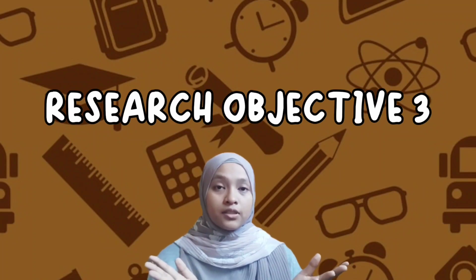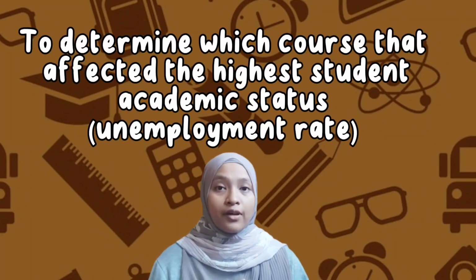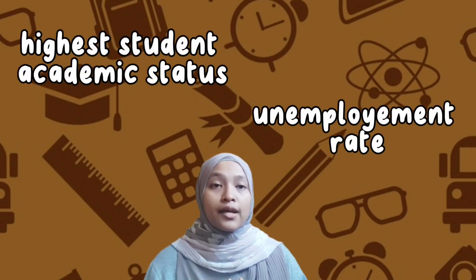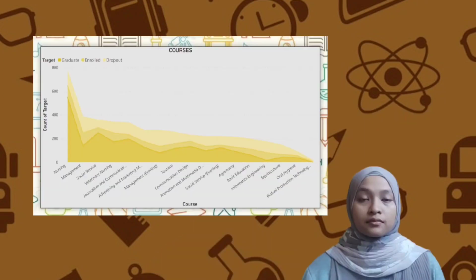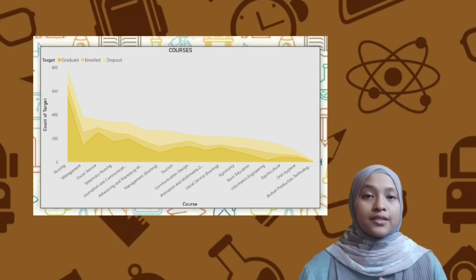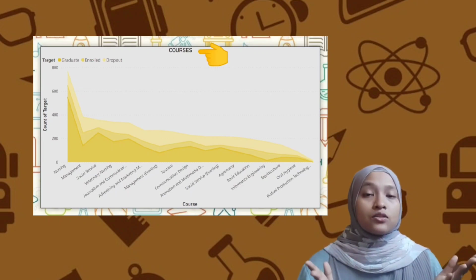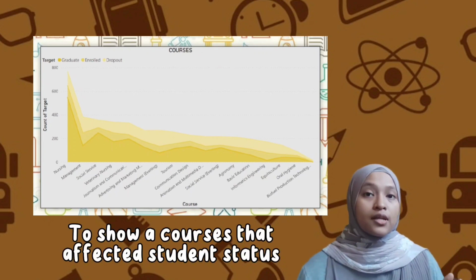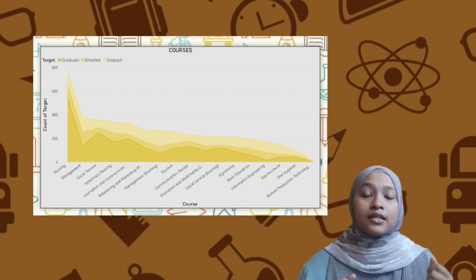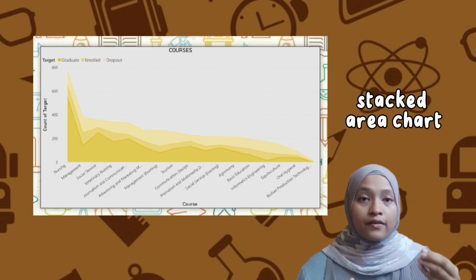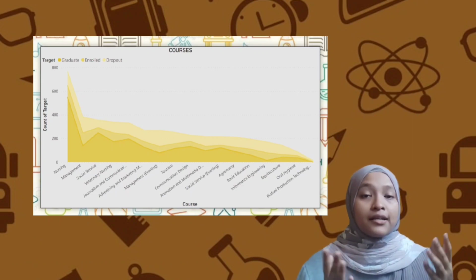Research Objective 3 is to determine which causes affect the higher student academic status. This objective is to show the relationship between higher student academic status and the employment rate. The last chart is represented by the courses. This is to show the courses that affect student status, which is to determine which course affects the higher student academic status. This figure also presents the staggered area chart for the courses taken by the students.